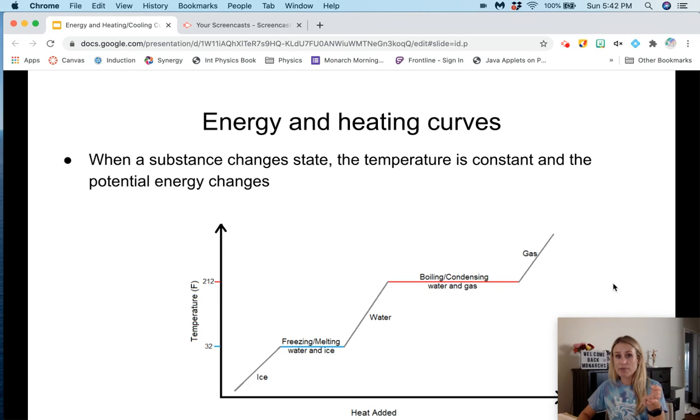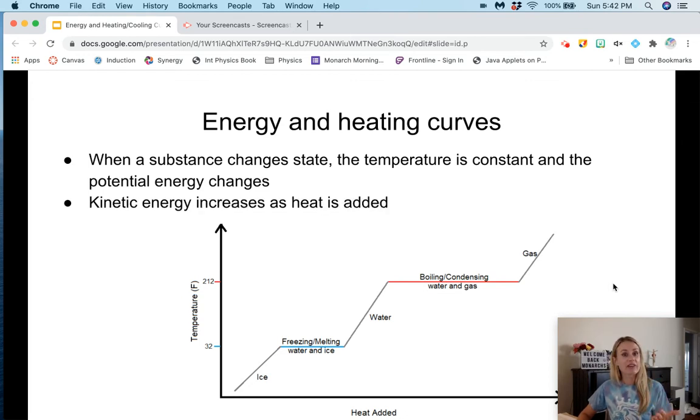Now, because the temperature is constant as the substance changes state, that means that the kinetic energy is going to be constant as well. Because remember, we measure kinetic energy with temperature. So the higher the temperature, the higher the kinetic energy. But if temperature is not changing, then there's no change in kinetic energy. So the kinetic energy is only increasing when heat or temperature really is changing and increasing. Okay, so kinetic energy changes when temperature changes. Potential energy changes during those phase changes.